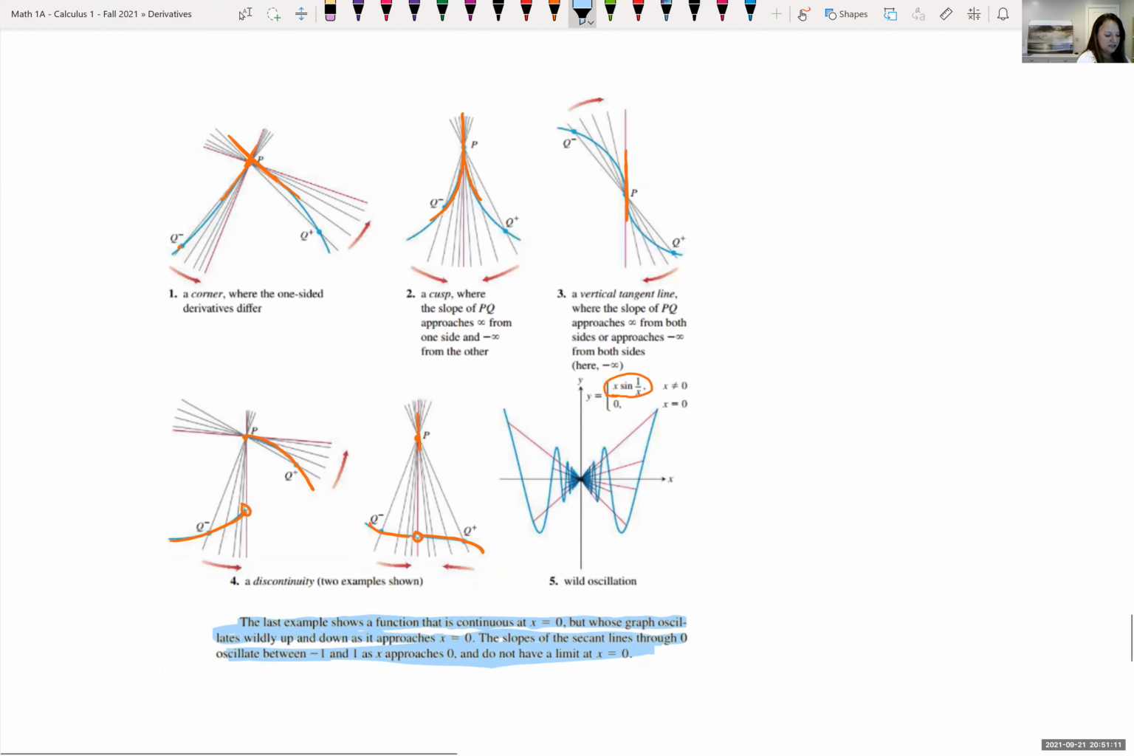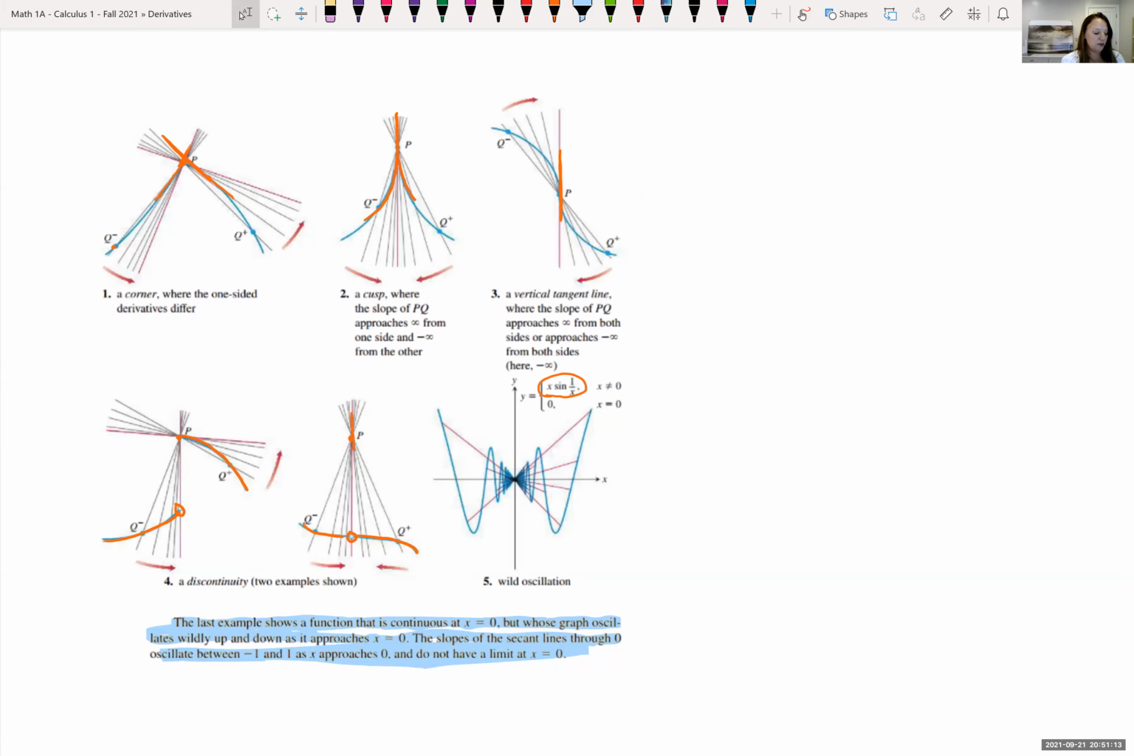So those are cases where a function would not have a derivative, and that's what's happening graphically. We're going to stop there. We are still not done with this section, but we're almost done with this section.